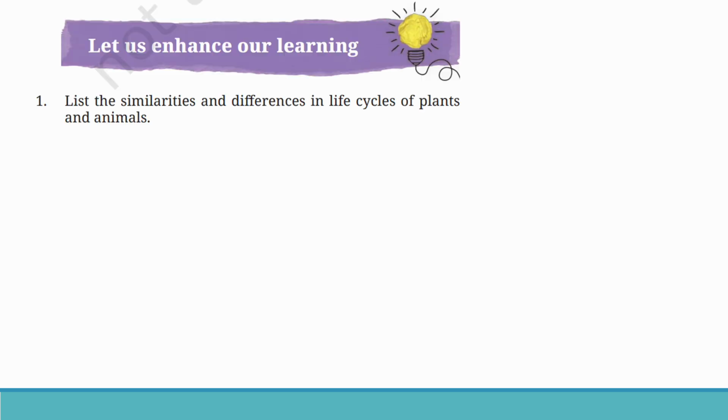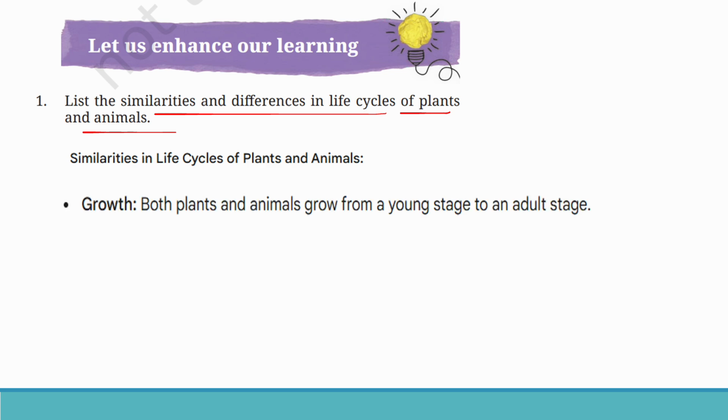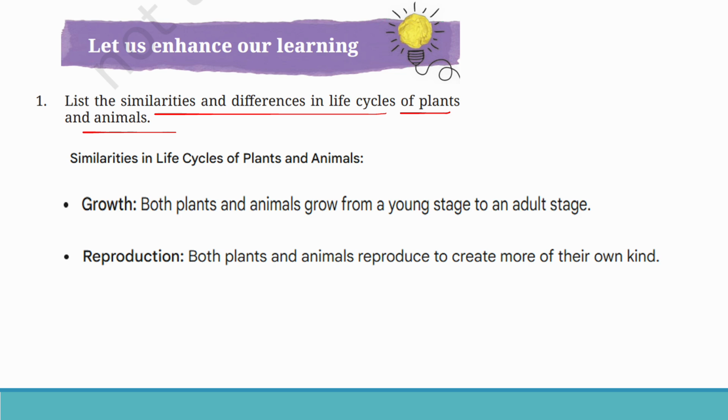Let us enhance our learning. List the similarities and differences in the life cycle of plants and animals. First, we will see the similarities. The first one is growth. Both plants and animals grow from a young stage to an adult stage. The next similarity is reproduction. Both plants and animals reproduce to create more of their own kind.